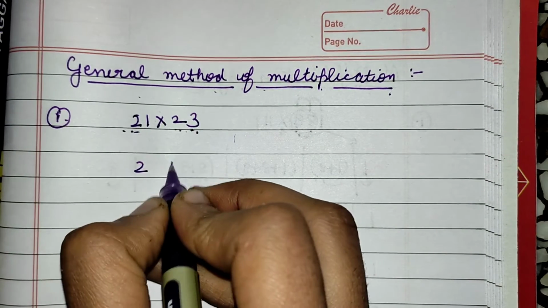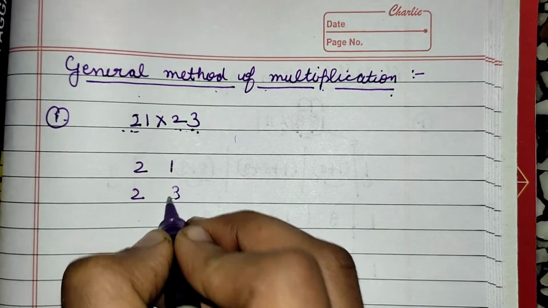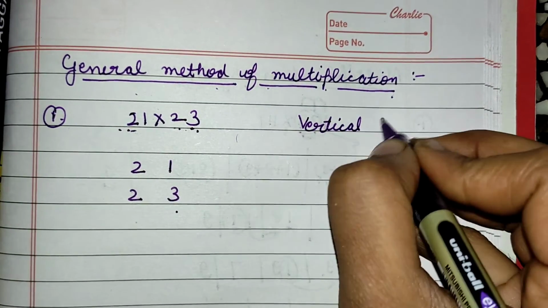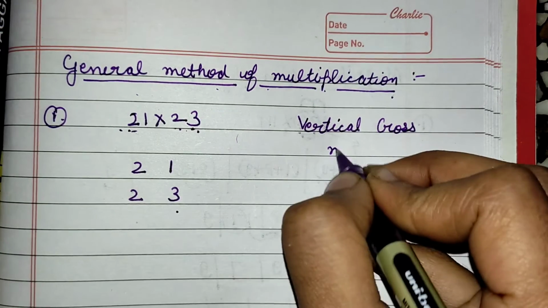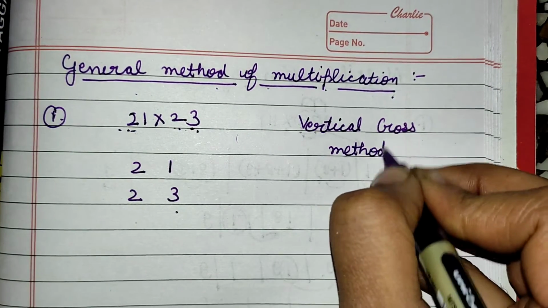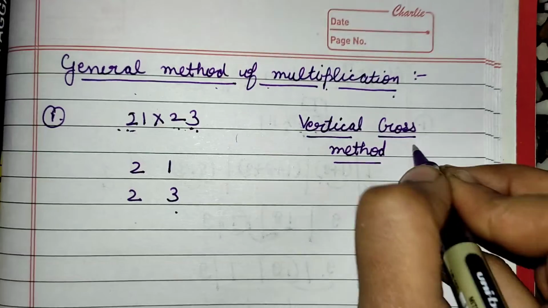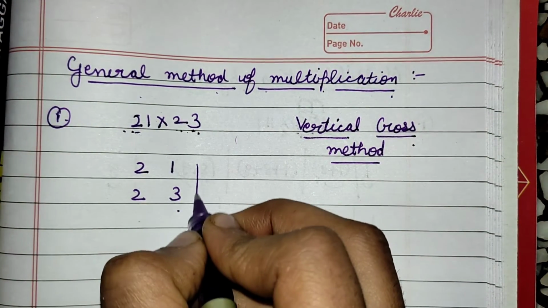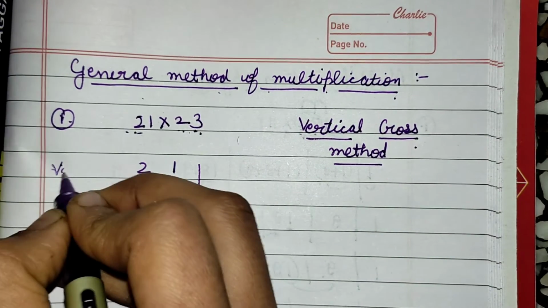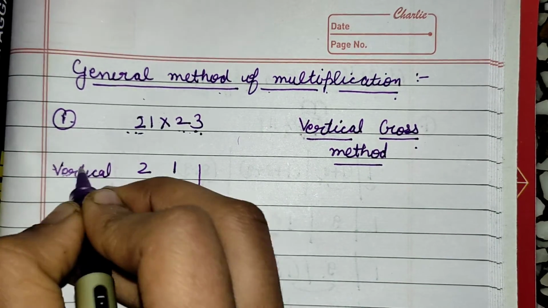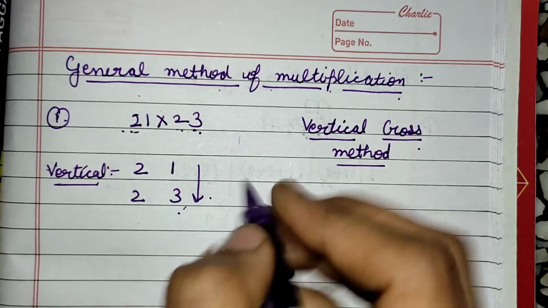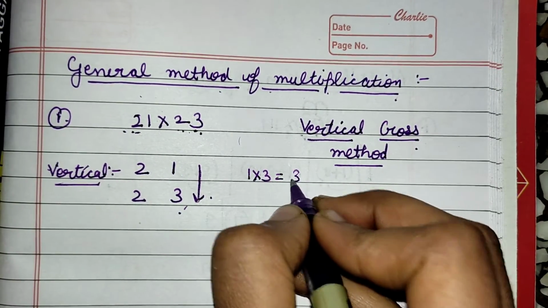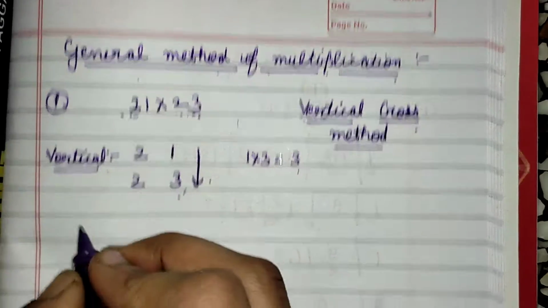For that, you will write down your number. This method is also known as the vertical cross method, because in this method we use vertical multiplication as well as cross digit multiplication. So the very first step is the vertical. This is known as vertical. That means your last digit will be the vertical multiplication of the last two digits.